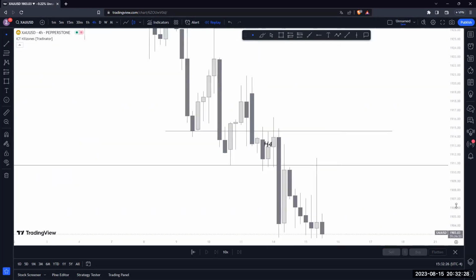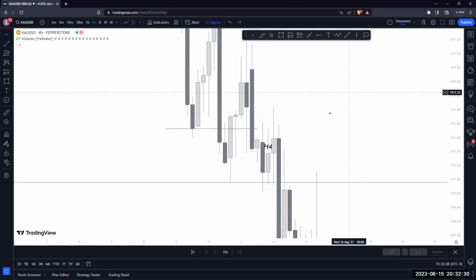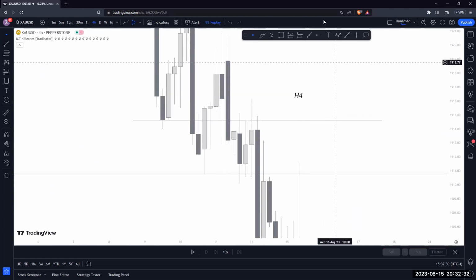All right. So H4, you go to H4. And when you go to the H4, you look where price touched, right? You look where price touched. So price touched the daily from the bottom here and touched the other daily from the top here.